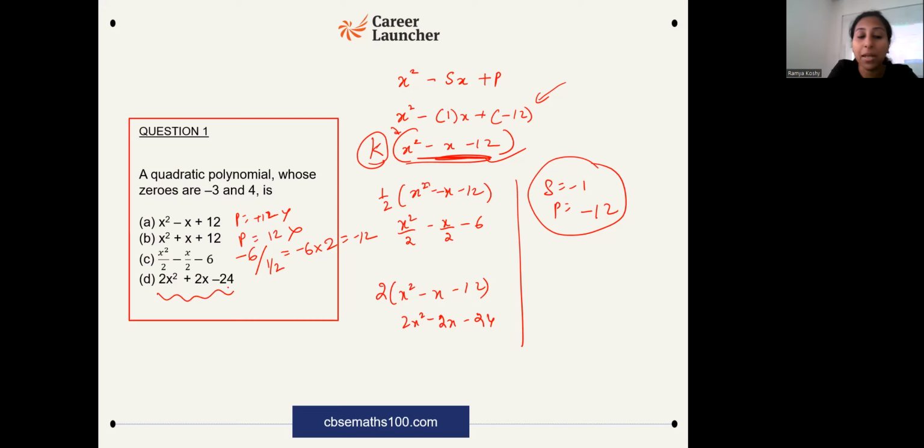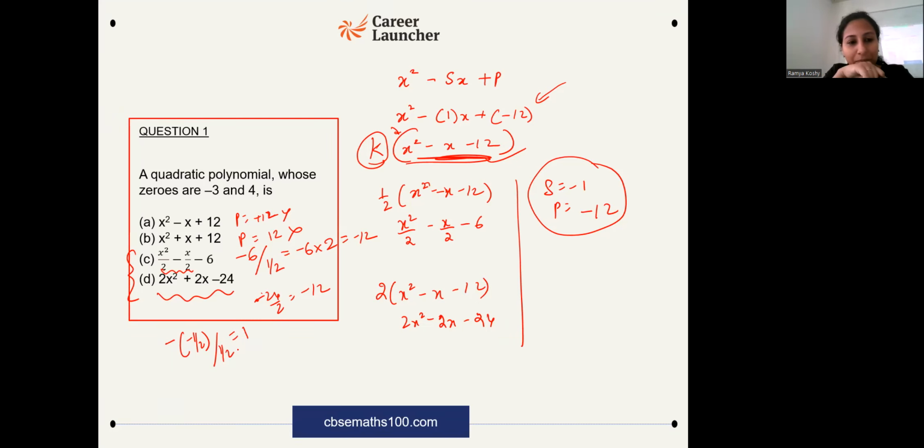Here what is the product? Minus 24 by 2. Minus 24 by 2 will be minus 12. So answer could be C or D. You need to check the sum now, where sum is minus 1. Sum is what? Minus of B by A. Correct? Sum is minus of B by A. So over here, what is minus of B? Minus of minus half divided by half, which is going to be equal to plus 1. Oh, there's a problem here.